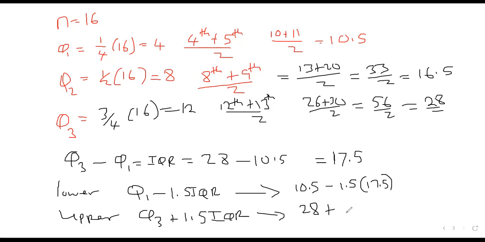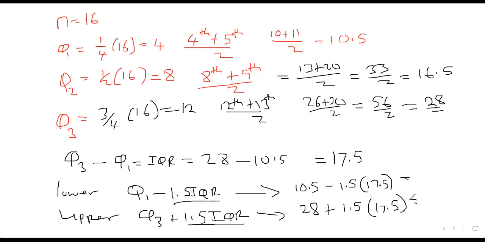I think I'm lost where you were getting the 1.5. The 1.5 is standard. Oh, okay. So this 1.5 is standard. It's for the correction term. 1.5 IQR we subtract from the lower, 1.5 IQR we add to the upper.